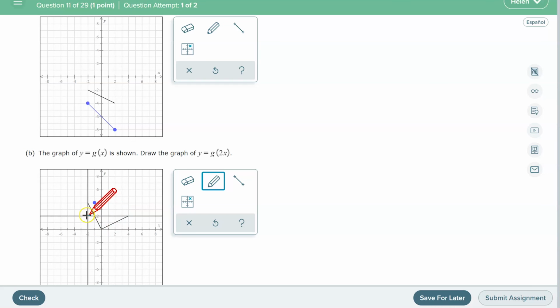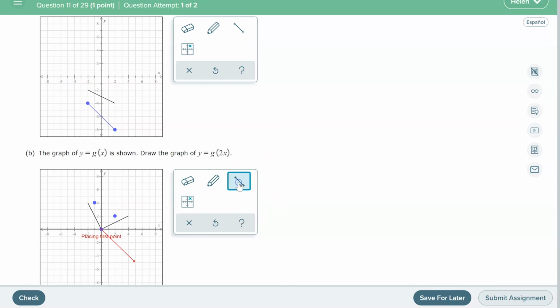So now this middle point, you always do like the turning point. So here there's a point at 0, 0. If I take the x part of that point, which is 0, and I divide it by 2, I still have 0. So 0, 0 is still a point. So I'll click it. And then here, 4, 2, the x value is 4. So if I do half of that, I will have 2. So that point gets transformed to here.